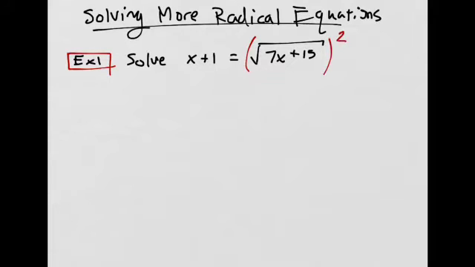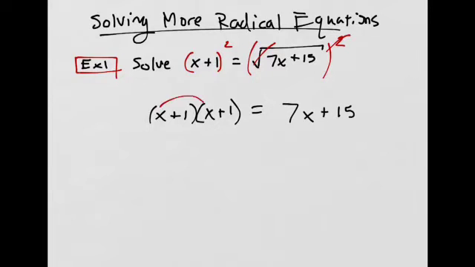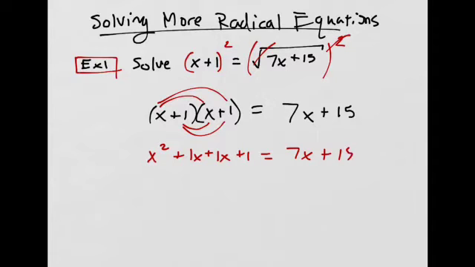So I would square both sides because that would get rid of that radical. However, if you remember, this is x plus 1 times x plus 1. That's what squaring a binomial means. And then we have 7x plus 15. We just have that regular. And then what we do is we FOIL this out. That would be x squared plus 1x plus 1x plus 1 equals 7x plus 15.